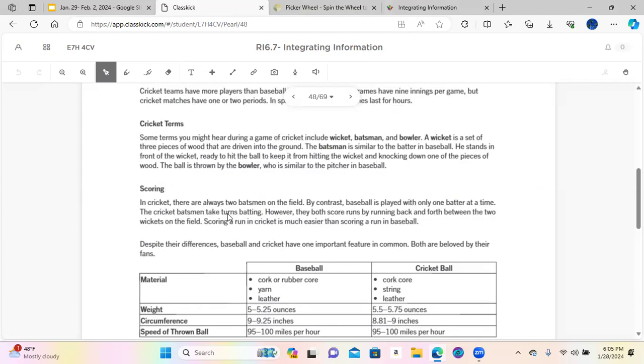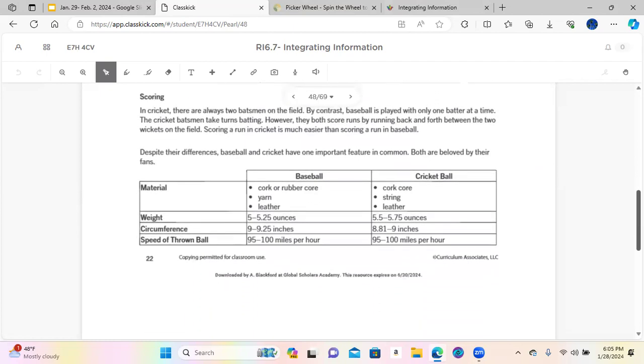Scoring. In cricket, there are always 2 batsmen on the field. By contrast, baseball is played with only 1 batter at a time. The cricket batsmen take turns batting. However, they both score runs by running back and forth between the 2 wickets on the field. Scoring a run in cricket is much easier than scoring a run in baseball. Despite their differences, baseball and cricket have one important feature in common. Both are beloved by their fans.